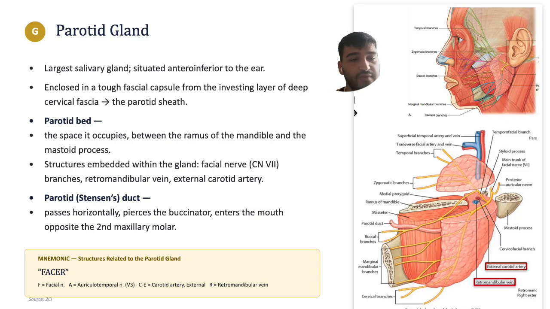And then they have a mnemonic here as well for the parotid gland. And they are the facial, auriculotemporal, which comes from V3. And then C is carotid artery, external. And then the R, which is the retromandibular vein. So these are the ones related to the parotid gland. So again, that's facial, auriculotemporal, external carotid artery, and retromandibular vein.